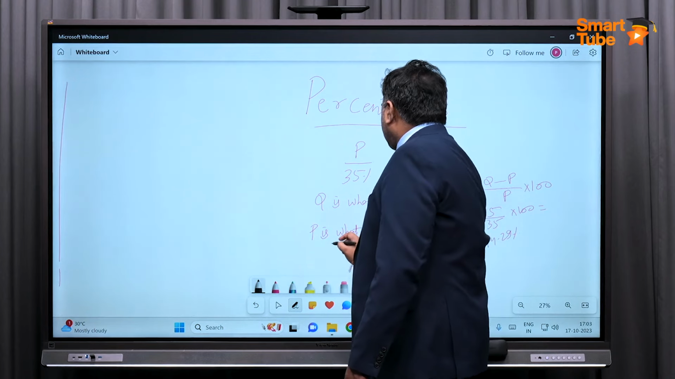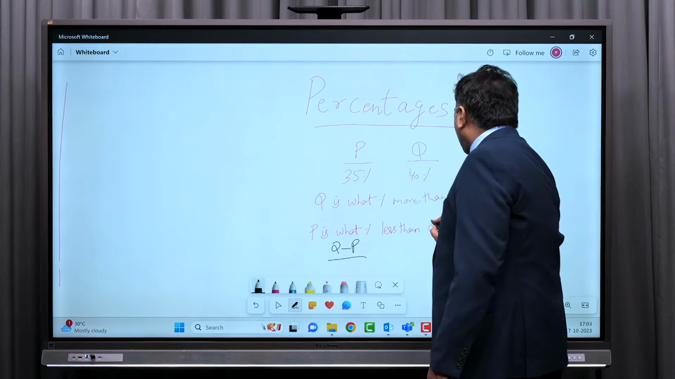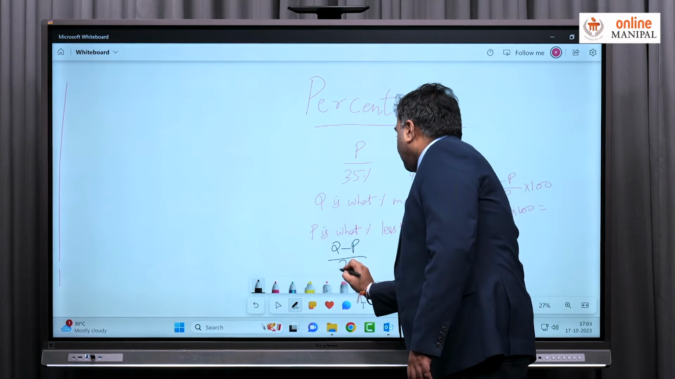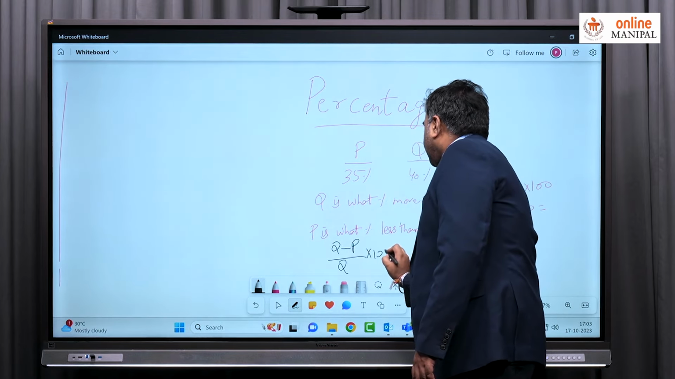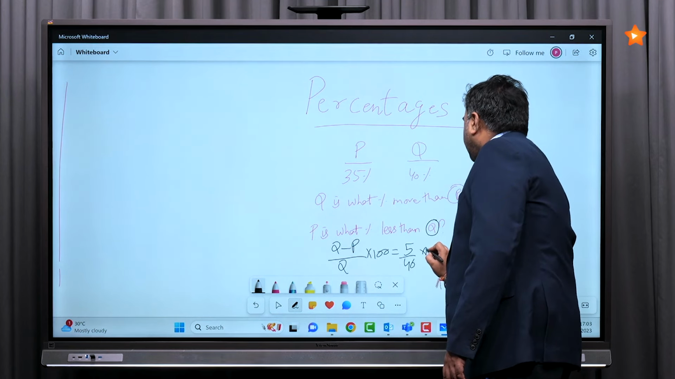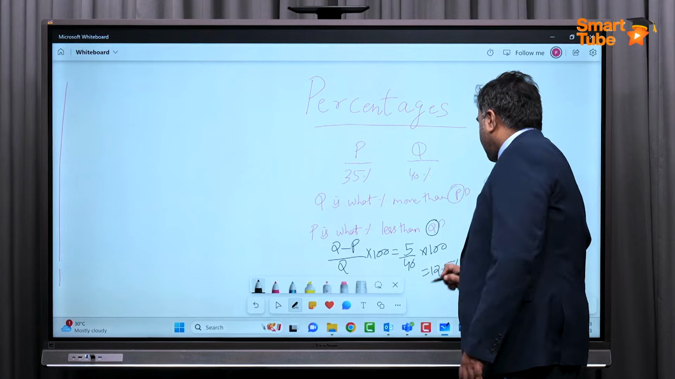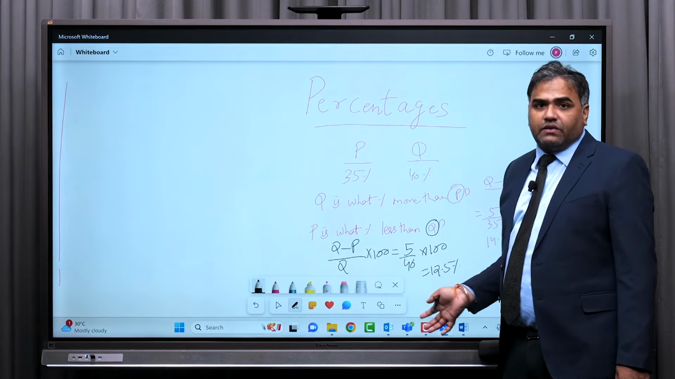So here you need to do Q minus P, and you need to do it in terms of Q. So here the difference is 5 by 40 into 100, that will give you the answer 12.5%. So I hope this fact is clear with everyone.